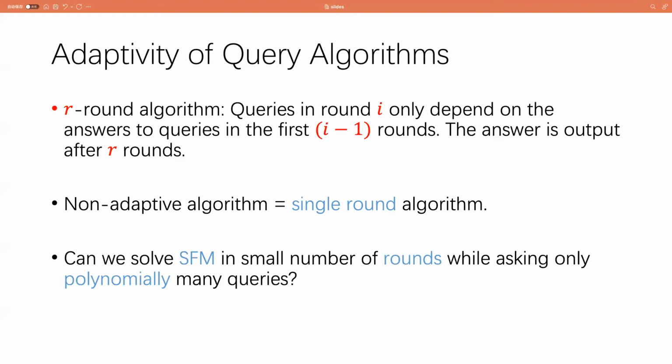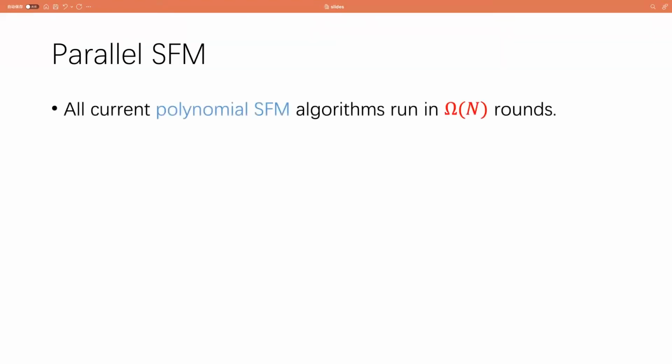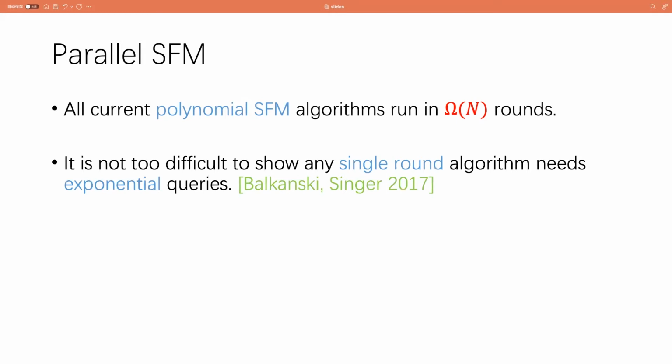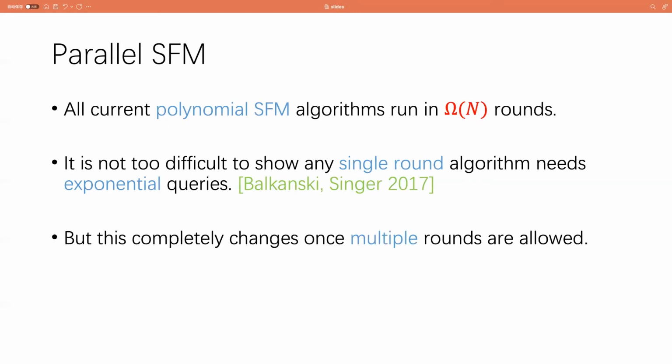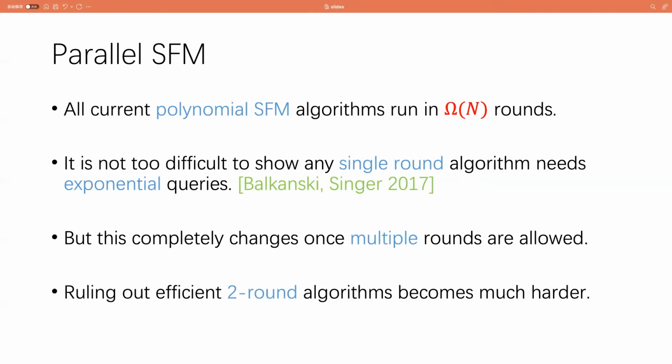So the question is, can we solve SFM in a small number of rounds while still asking only polynomially many queries? On one hand, all current polynomial-query SFM algorithms run in omega of n rounds. On the other hand, it is not too difficult to show that any single-round algorithm needs an exponential number of queries. However, this completely changes once multiple rounds are allowed. In fact, ruling out efficient two-round algorithms already becomes much harder, and it seems to require a completely different set of techniques to prove such a lower bound.